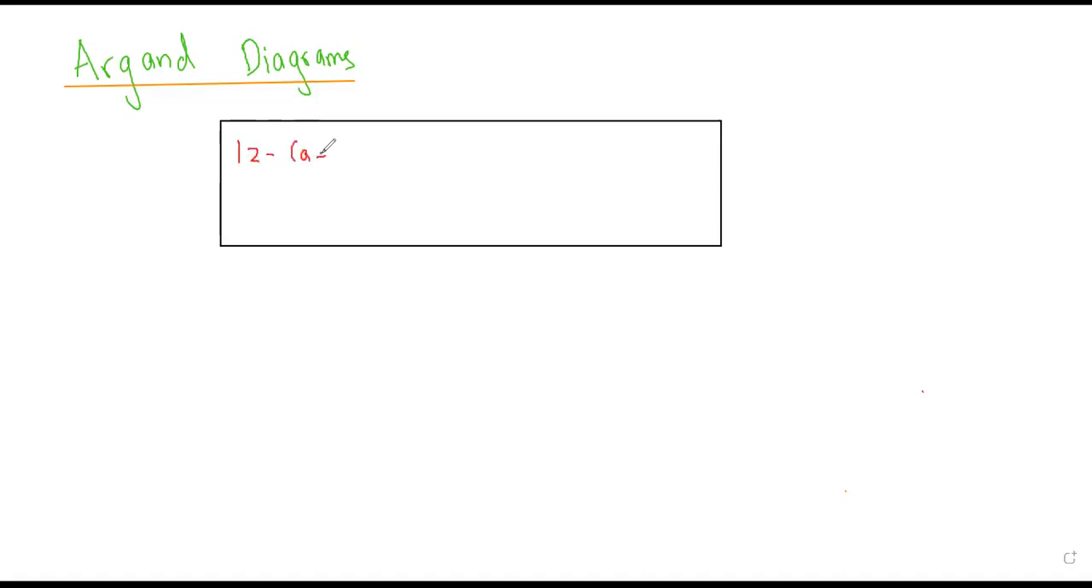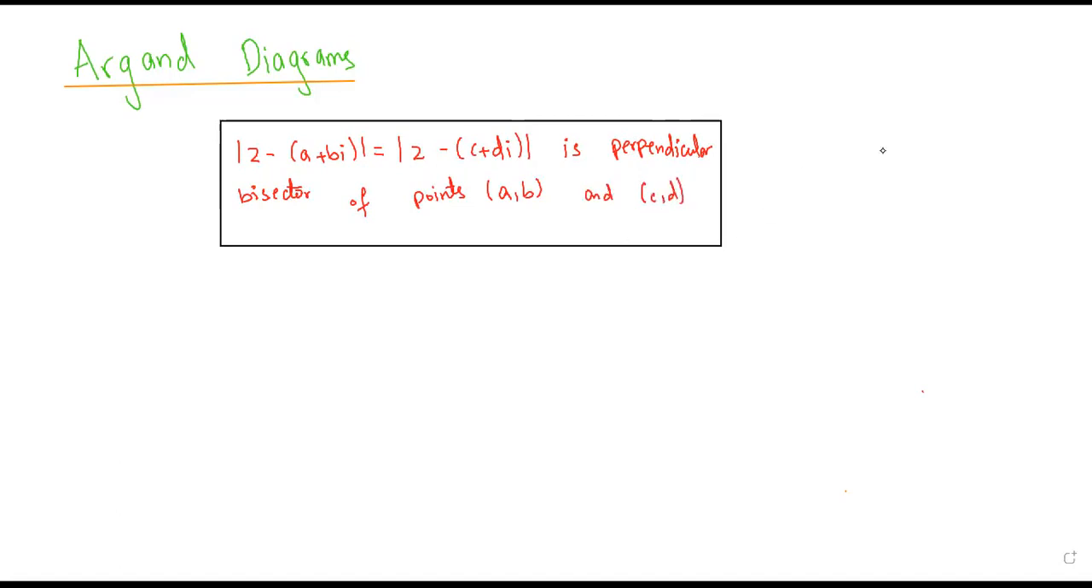z minus a plus b iota. Now, so far it is just like the equation for a circle, right? In complex numbers. But it is not equal to the radius. It is not equal to a constant number. It is equal to something of similar type. z minus c plus d iota. So this is the perpendicular bisector of the points AB and CD.